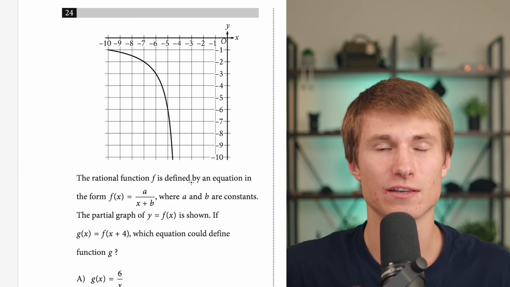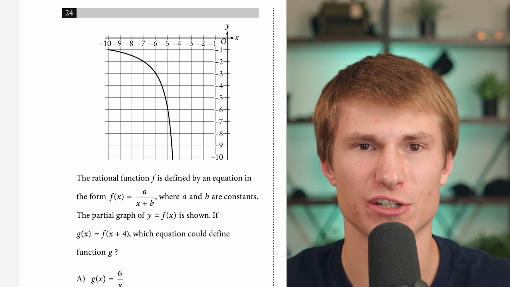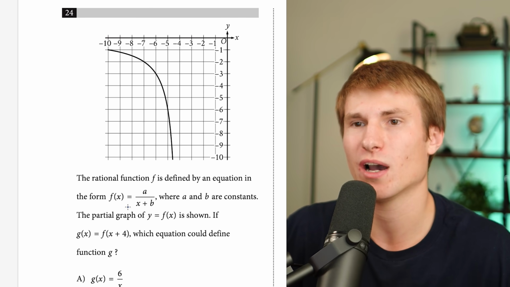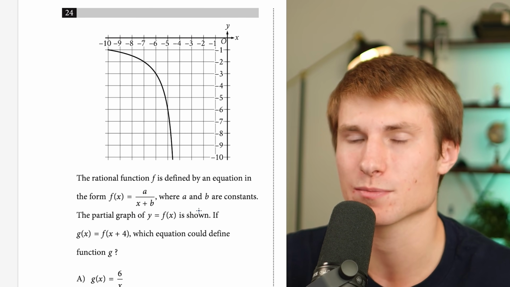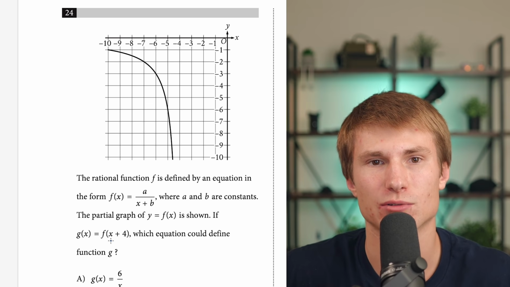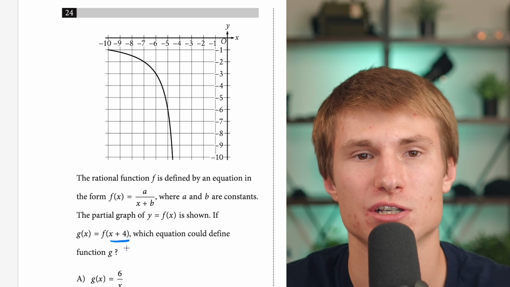Here's how to solve this difficult SAT math question that deals with transformations left and right of graphs. Question 24 states the rational function f is defined by an equation in the form f of x equals a over x plus b, where a and b are constants. The partial graph of y equals f of x is shown. If g of x is equal to f of x plus 4, which equation could define g?